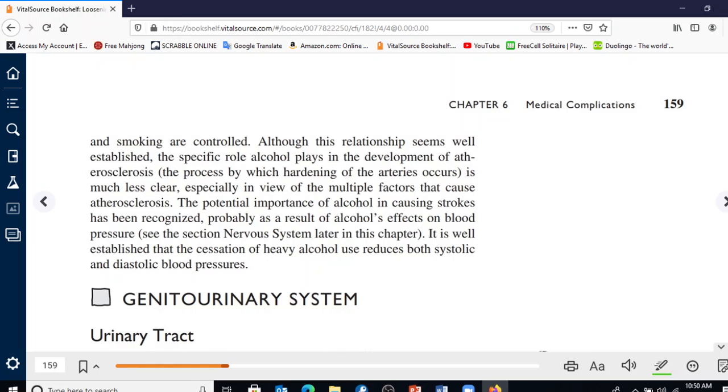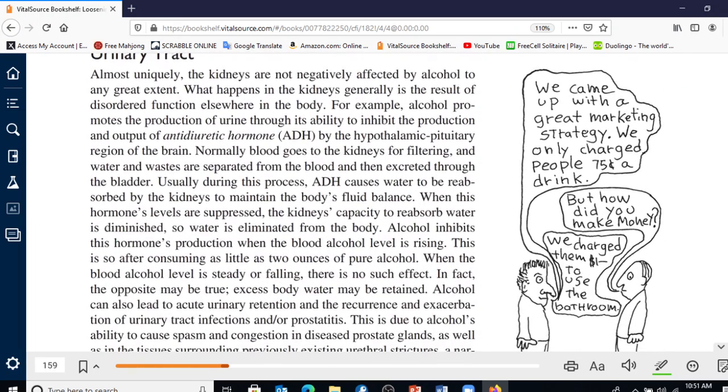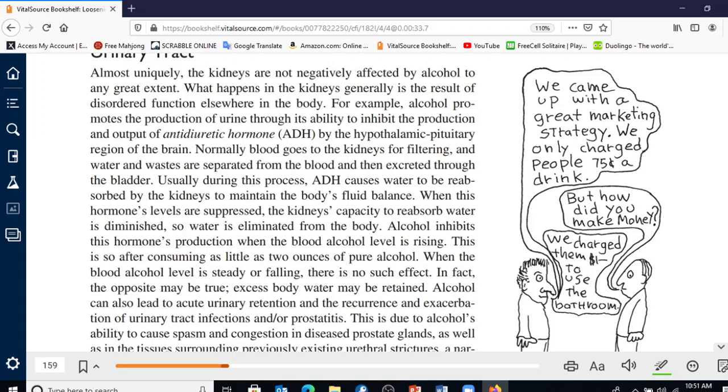Genitourinary tract. The more you drink, the more you pee. How about that? There's antidiuretic hormone, ADH, that's produced by the hypothalamic pituitary region of the brain. And this antidiuretic hormone is dumped into the blood, and it runs around, and it signals the kidneys don't release urine. It kind of seems like it's working kind of backwards if you think about it, but that's how it works. And ADH causes water to be reabsorbed to maintain a fluid balance. And the kidneys, if they're constantly letting water out, then you get dehydrated, right?